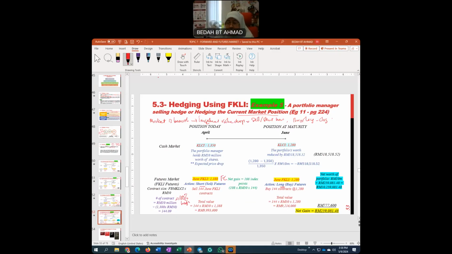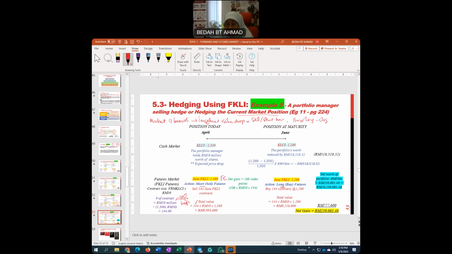10 million divided by the index points that we lock in, 1388, multiplied by the contract size RM50, gives 144.09. Here there is a decimal, which means a possibility of being unhedged. So the fund manager decided to round down from 144.09 to 144, and that remainder is unhedged.